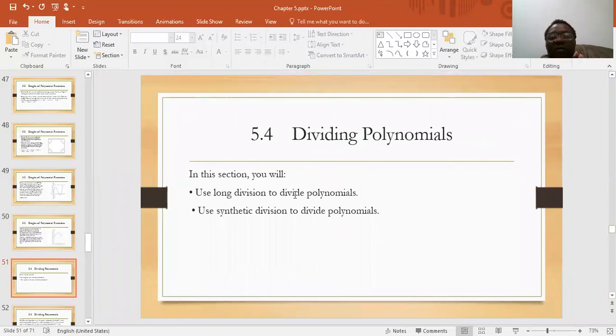It's 5.4, dividing polynomials. So we are going to learn two methods of dividing polynomials. The first one is the long division method, and the second one is synthetic division.